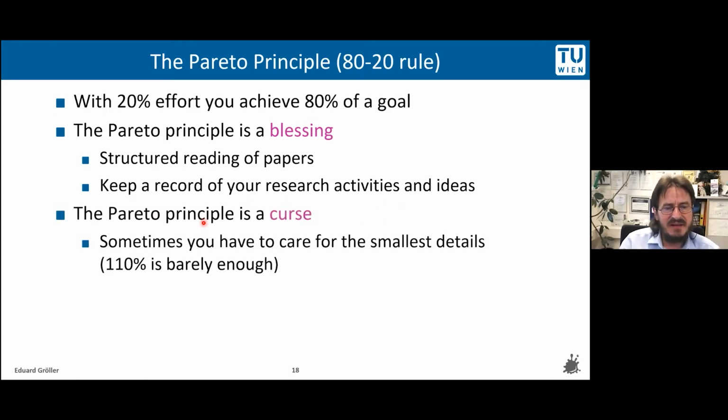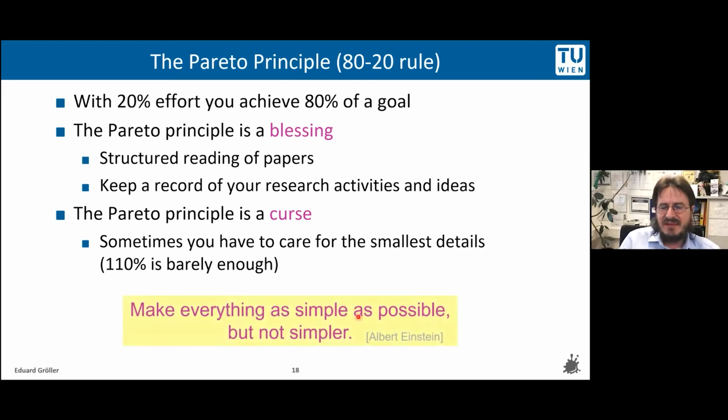And sometimes the Pareto Principle is a curse, because you have to really look at the smallest detail. And if you don't look at the smallest detail, and 110% is barely enough, you will not come to the really interesting questions. You're brushing over and you're not getting down to what is really interesting. Make everything as simple as possible, but not simpler. Again, Albert giving us a good advice.